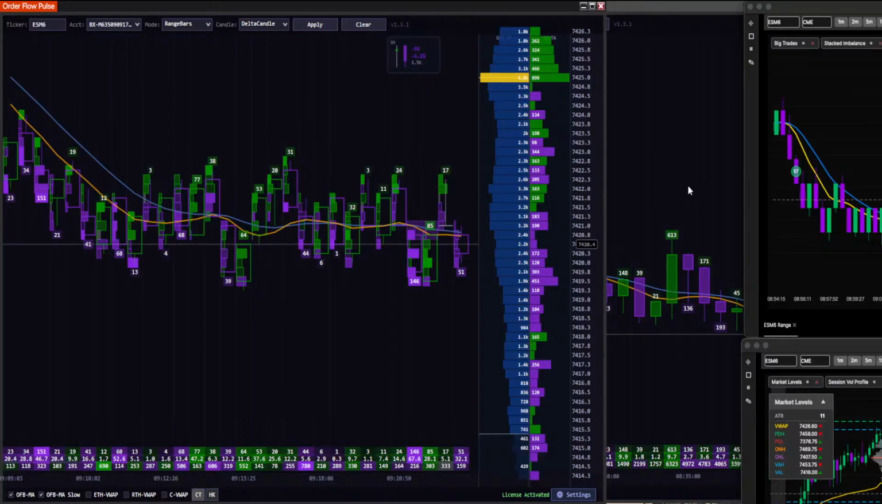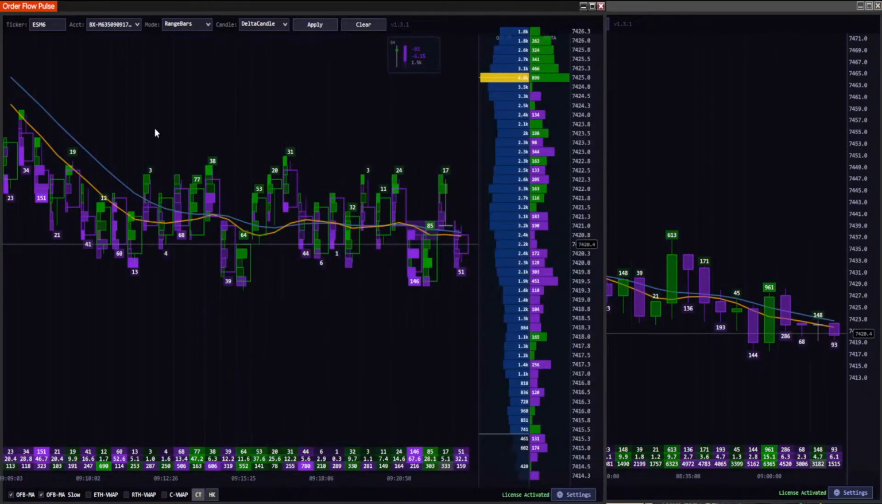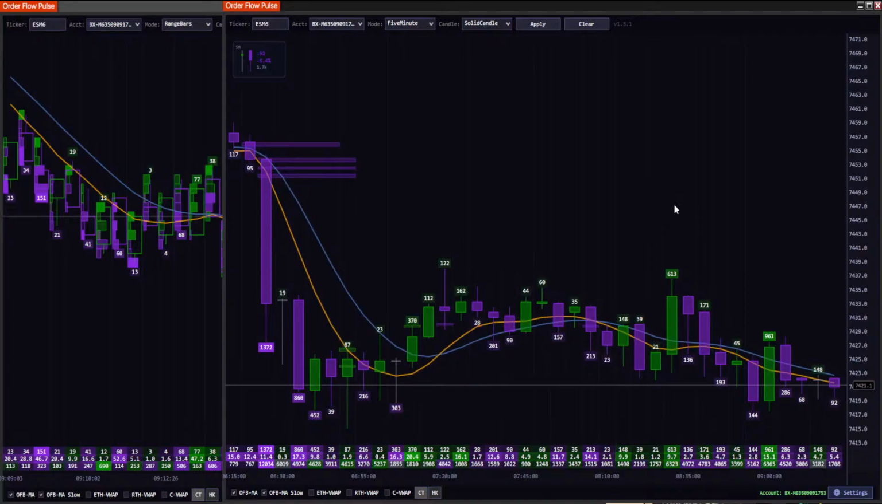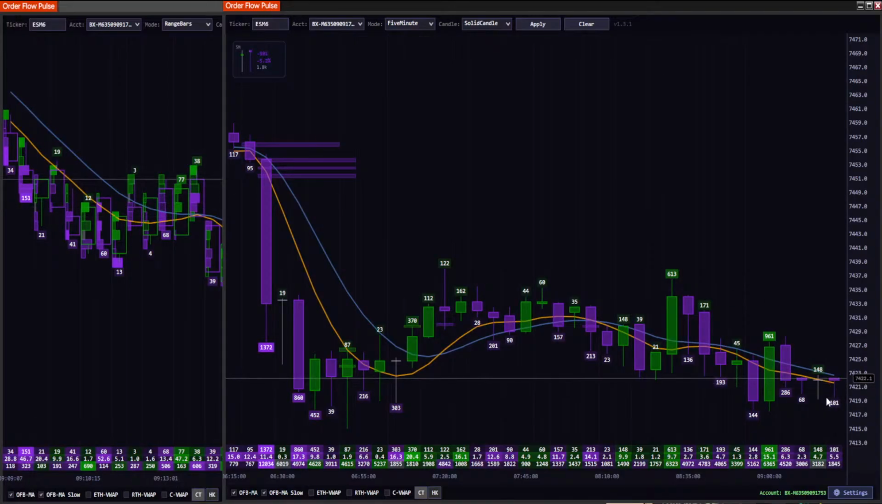All right, so this is what I have. This window right here is a 5 minute. Let me go over here. This is the 5 minute. I'm trading a funded account. I definitely look at a 5 minute for the context of the market.